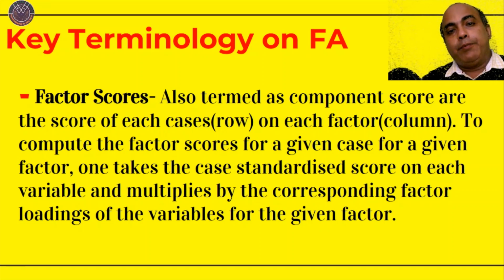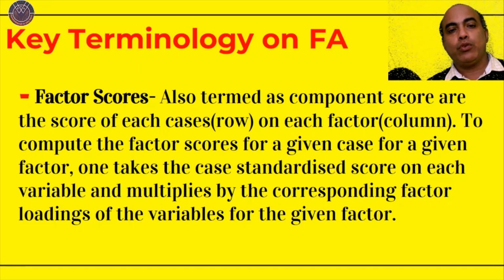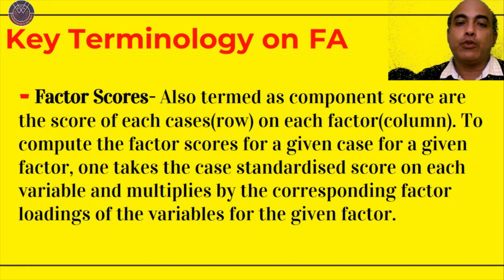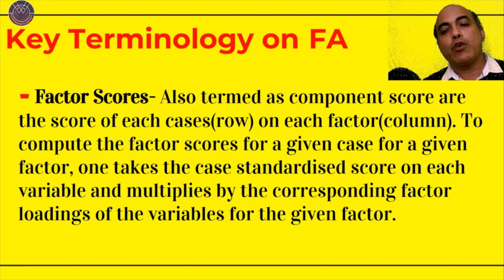Now the next term is factor scores. So we have got the idea of what factor loading is, what eigenvalue is, what communality is. Now the next term is factor scores. Factor scores, which are also termed component scores, are the scores of each case (row) on each factor. To compute the factor score for a given case for a given factor, one takes the case's standardized score on each variable and multiplies it by the corresponding factor loading of the variable for the given factor.